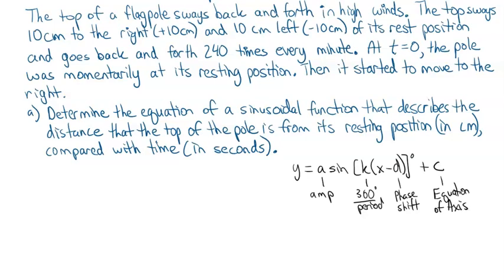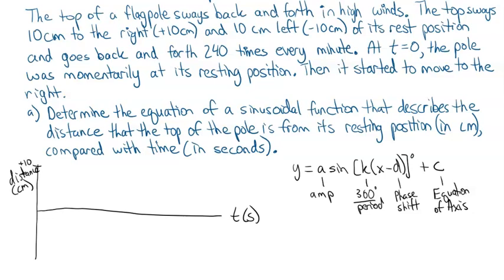All right. So before I do anything else here, I'm going to get a sketch for what this looks like, because having a diagram always is helpful. So we always want to draw the diagram. If this is distance from the equilibrium, or from the resting position, in centimeters, then this is time in seconds. Now, the first thing I note is that it goes up to positive 10 when it's at the right and negative 10 when it's on the left.